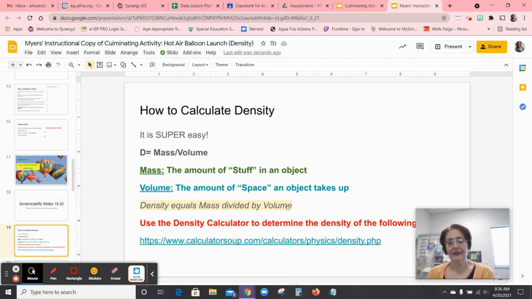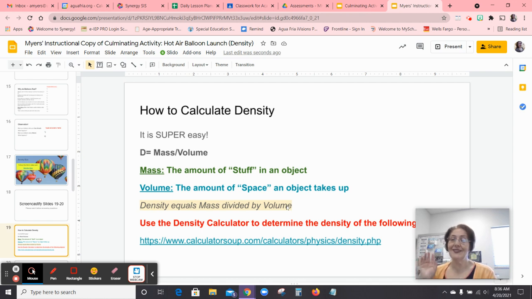This is how to calculate density. Ms. Myers, what? I don't know how to do this. This is like math that I don't even know about. This is going to be too hard. No, it's not, because guess what? I have a special little tool for you to use, and you don't have to worry about doing any calculations. All you have to do is type numbers in and hit enter, and it will do it all for you, which is going to be really cool.